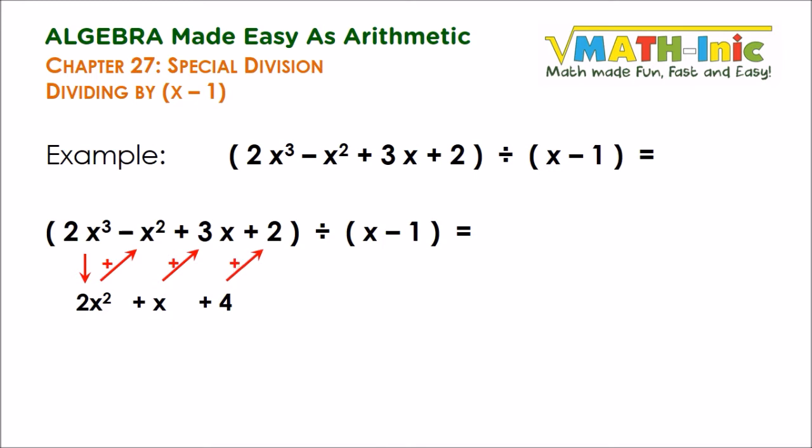The last sum again is the remainder. So it's remainder 6. 2x cubed minus x squared plus 3x plus 2 is equal to 2x squared plus x plus 4, remainder 6, or you may also write it as 2x squared plus x plus 4 plus 6 over x minus 1.